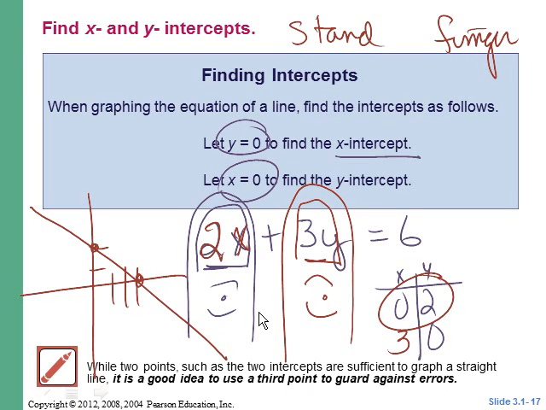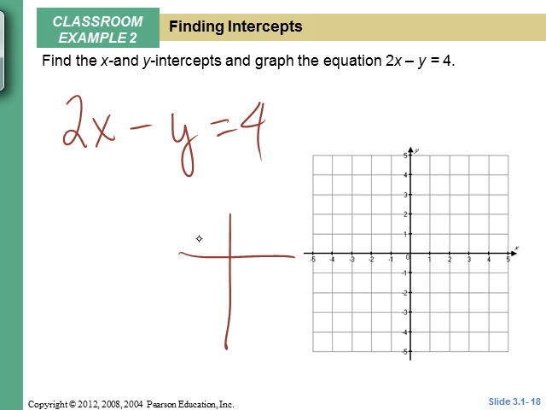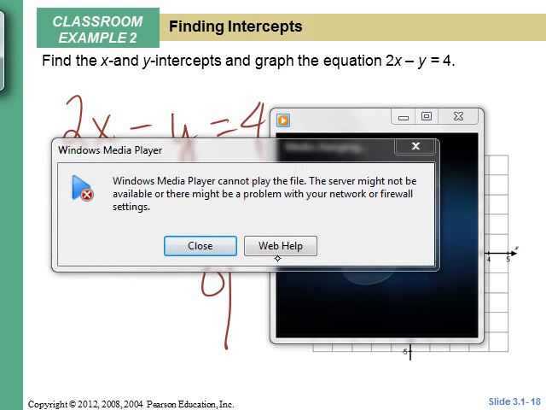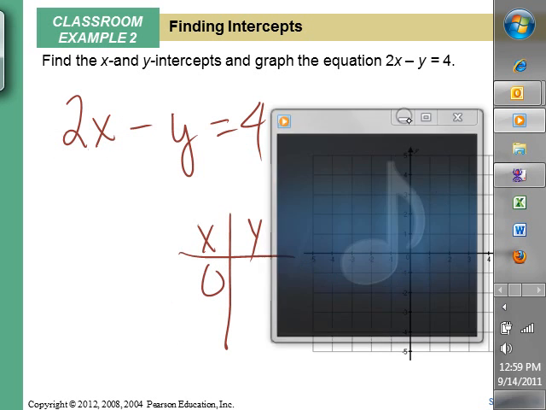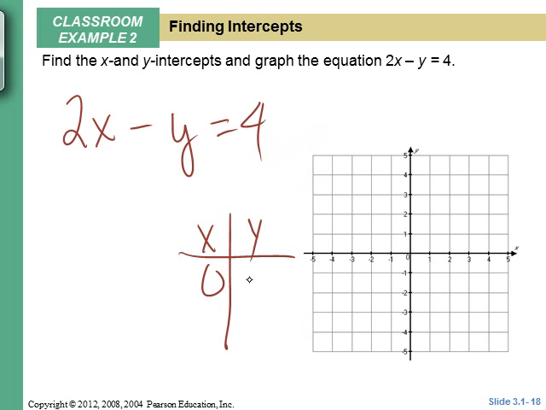While 2 points is sufficient for a straight line, it's a good idea to use a third point to guard against errors. So let's do it with this equation right here. 2x minus y equals 4. So I cover up the x with my finger, and negative y is 4, so y is negative 4. So if x is 0, y is negative 4.